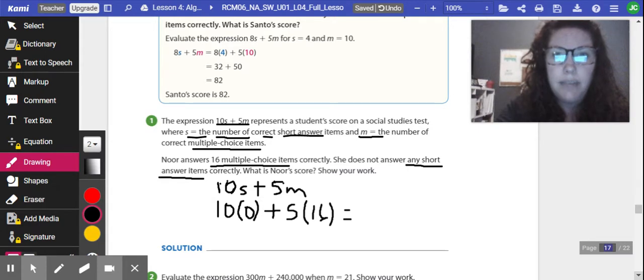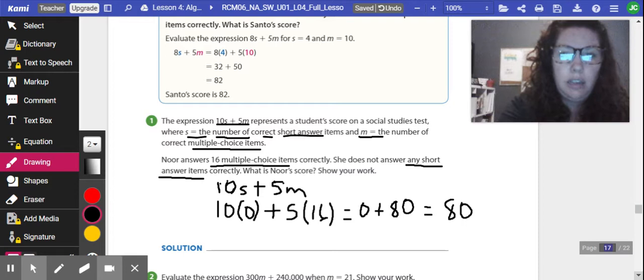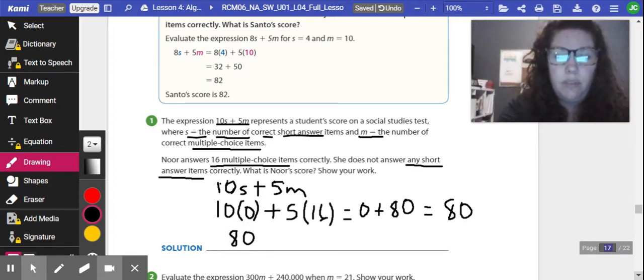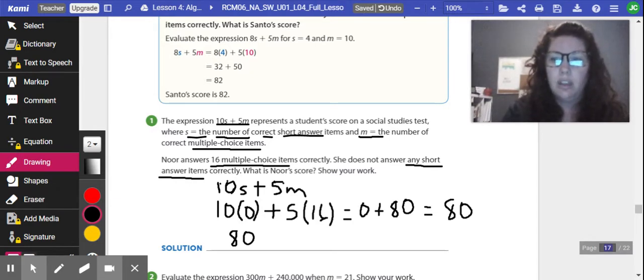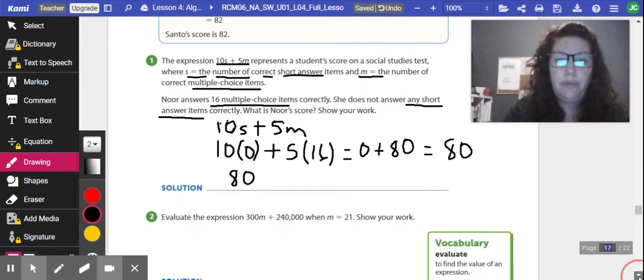So 10 times 0 is 0, right? And then 5 times 16. What is 5 times 16? 80. And then 0 plus 80 is 80. So Nor's score was 80. Okay. So now let's move on to number 2.